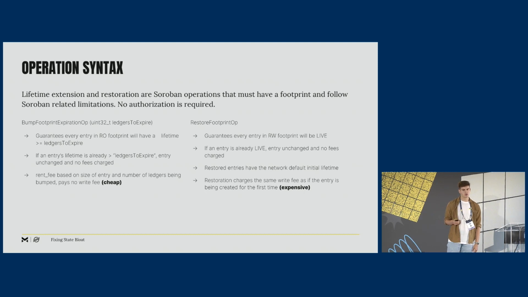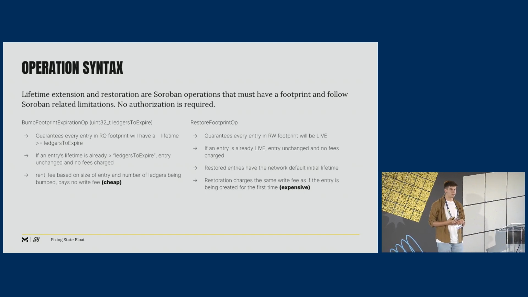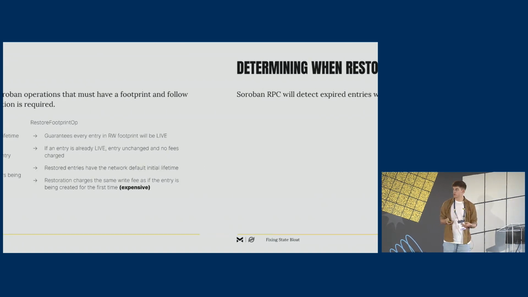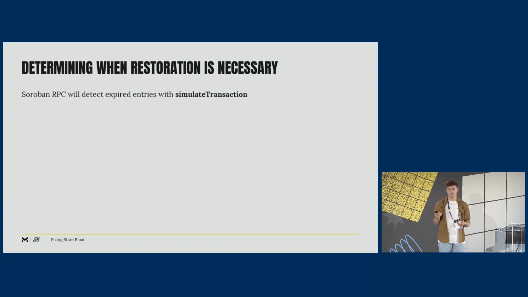So here's kind of our two key primitives here with the operations. Now, lifetime extension is pretty self-explanatory. You should know how to manage your own lifetime rent. But when do you know when to issue a restore op? How can you tell if an entry is expired or not? So we've built a tool just to do that in Soroban RPC.